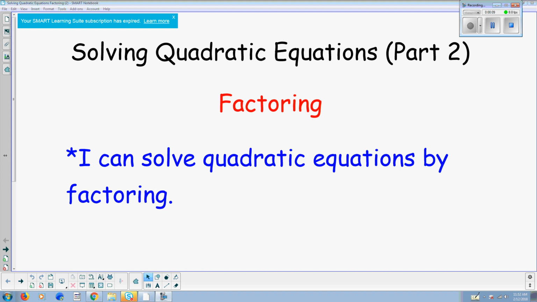In our first video we were solving quadratic equations just by graphing and viewing x-intercepts on the graph. In this lesson we'll be solving quadratic equations by factoring. So our learning target is: I can solve quadratic equations by factoring.